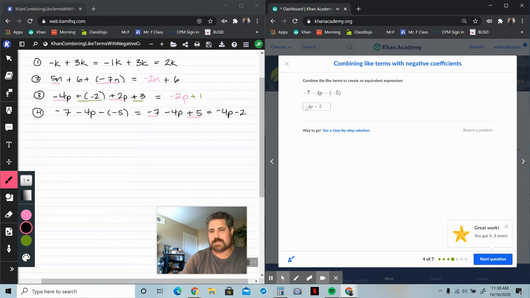And of course, that's the same as negative 4p plus negative 2, right? But when you're comfortable, you understand that taking away a positive is the same as adding a negative. And in this case, it's just simpler to have the one sign in front.